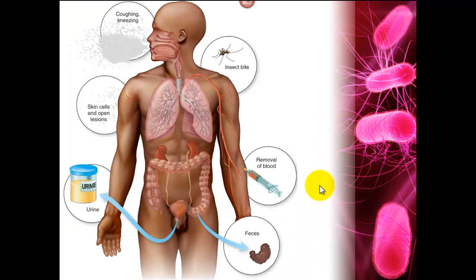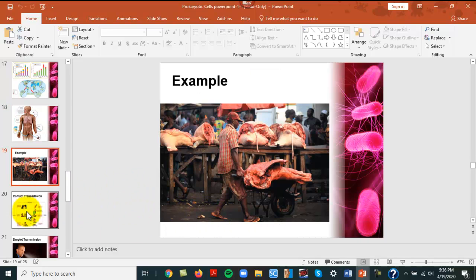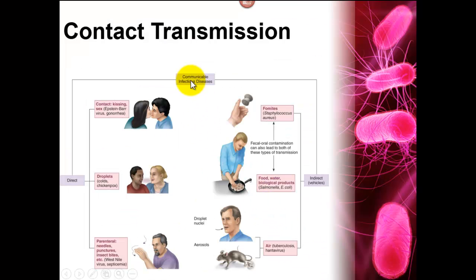Well, this actually has some, so here's coughing, sneezing, here's a vector. Skin cells with open lesions, removal of blood, that's indirect contact, and this is showing there's ways. Any opening to the body is an entryway for microbes, and it's also a way for a person to spread disease as well. Wow, like I said, this is all so relevant right now, but on contact transmission, this is showing kissing. Here is indirect contact, fomites. Here's food, water, biological. Sorry, the writing is so small.